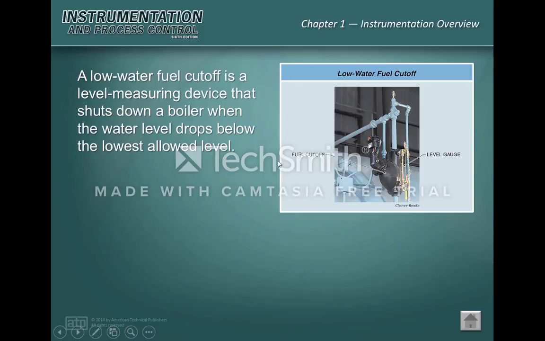So if we think to a boiler, if you don't know how a boiler works, a boiler has water that comes in, there's fuel. When the right amount of draft or air is present and there is a need, the fuel will ignite, causing a flame to produce steam. As long as there's enough water to safely create steam without overheating the boiler, it will continue to work. A low water fuel cutoff is the level measuring device that shuts the boiler down. So what you have here is a sight glass that the operator can see.